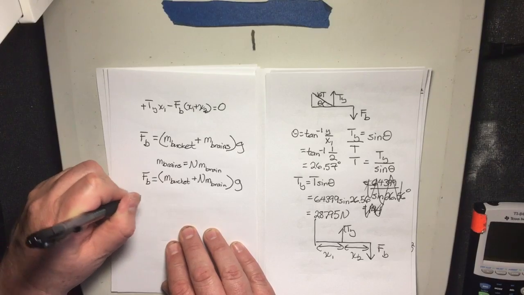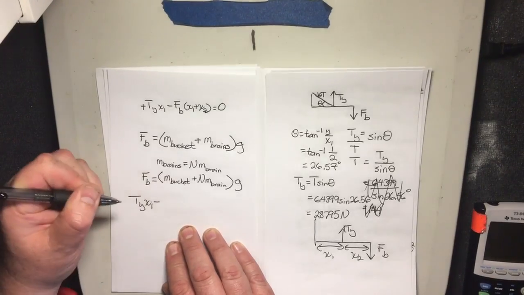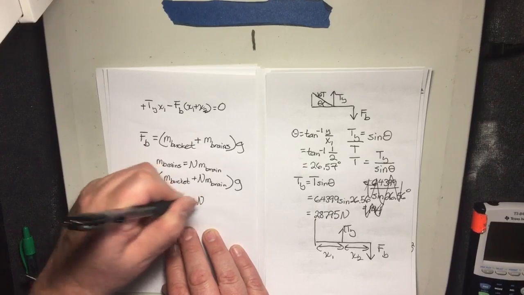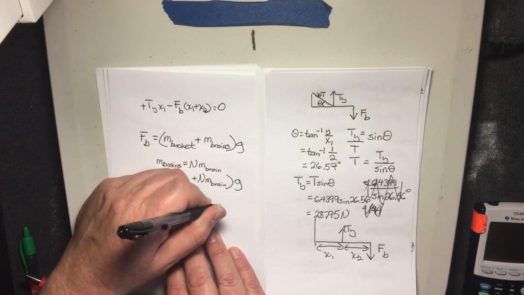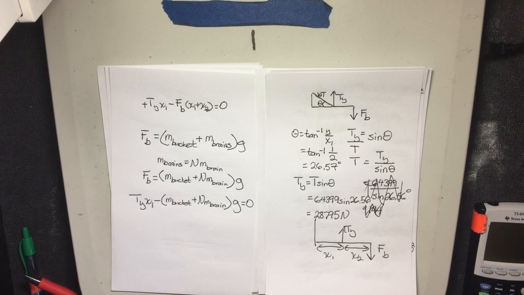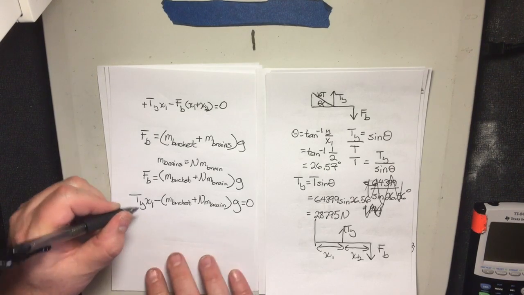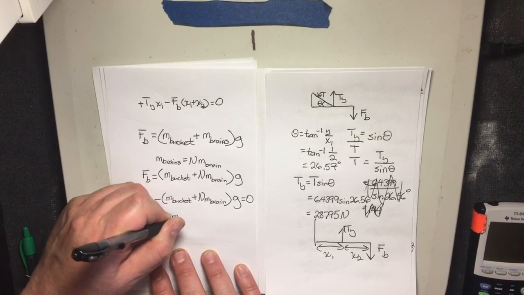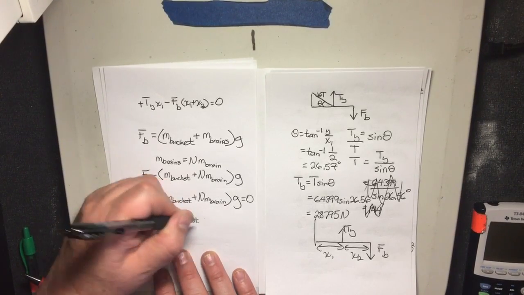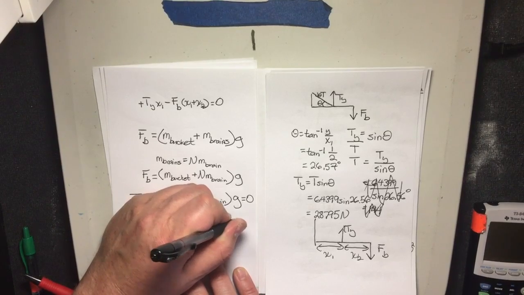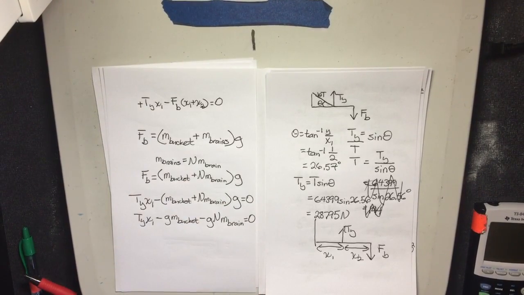So this gives you Ty x1 minus the mass of the bucket plus N mass of one brain times gravity is equal to 0. Now all I have to do is solve for the mass of the brain. Ty x1, G mass of bucket, minus G N mass of brain equals 0. Now all I have to do is solve for N. That's the task.